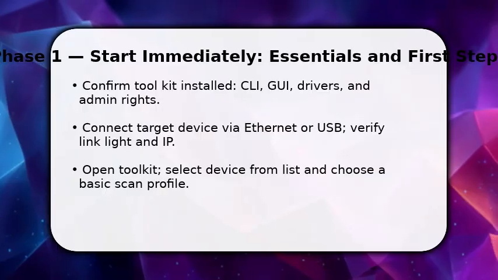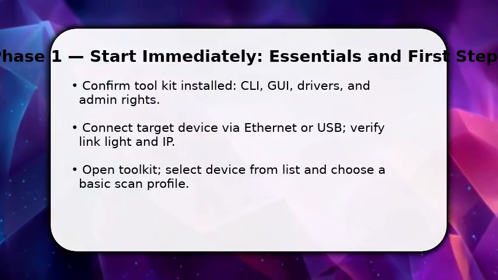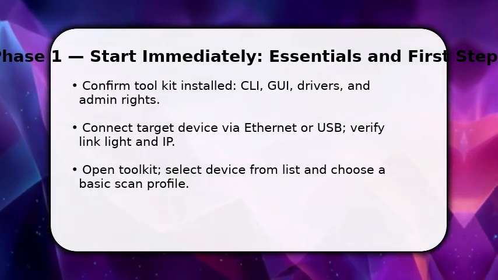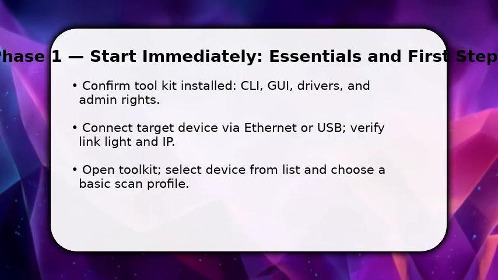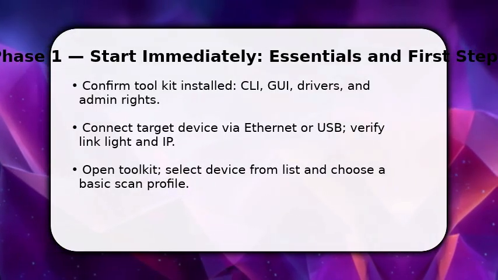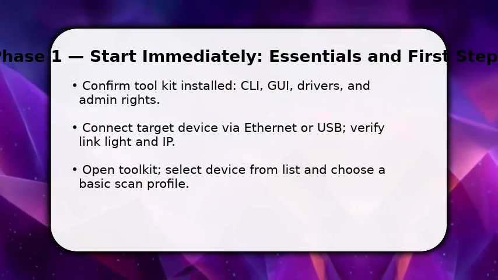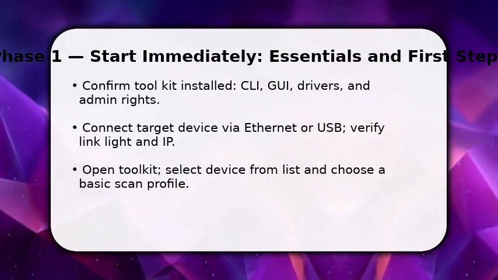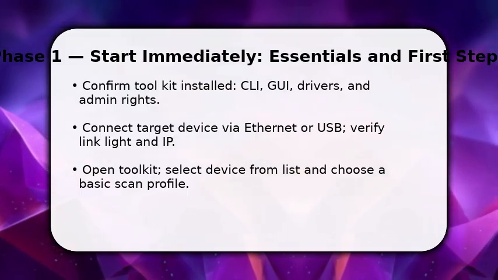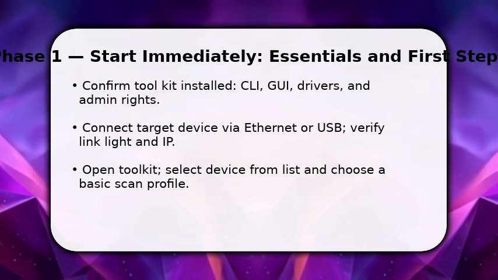You already have the essentials: admin rights, drivers, and the toolkit. Start by connecting the target device directly, Ethernet or USB, and check the link light and IP address. Once done, open the toolkit and select the device from the discovery list. This prevents mismatches later. Now choose a basic scan profile so you can gather an inventory without overwhelming logs. This first pass gives a snapshot of interfaces, services, and firmware, which you need before more invasive checks.